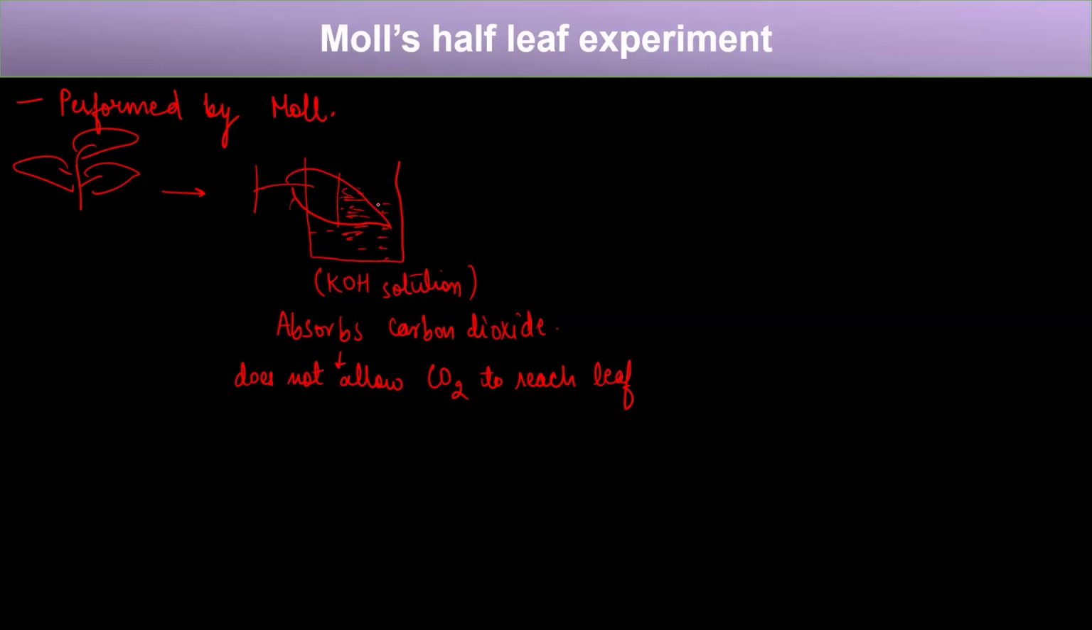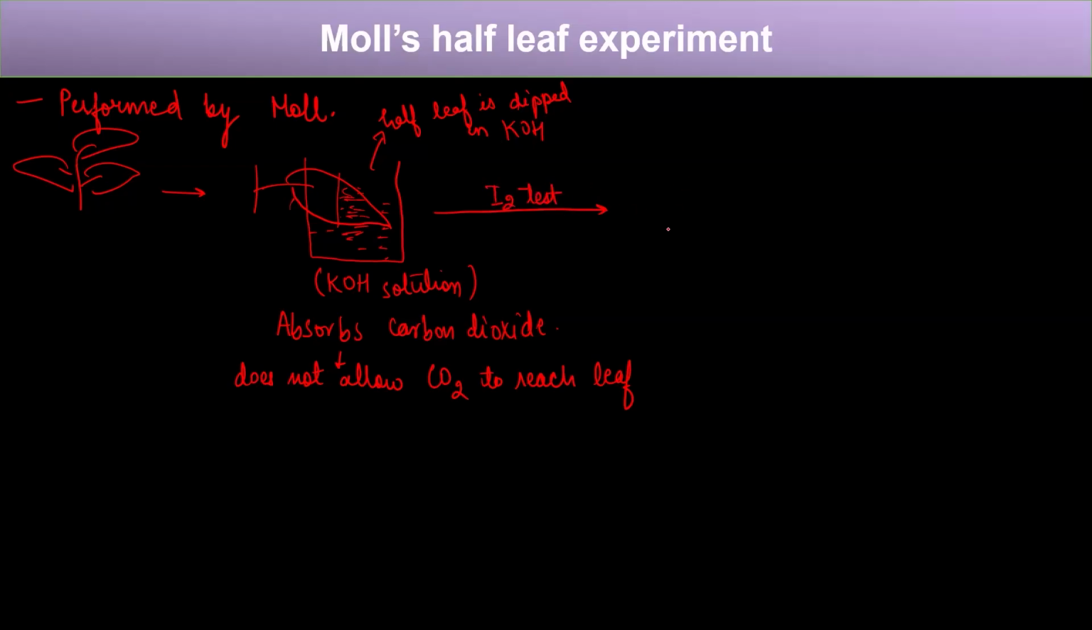Okay. Now, this is the half. So half of the leaf is dipped in KOH. And because of this reason, it is known as Moll's half-leaf experiment. Okay. Now, after some time, he performed the iodine test.